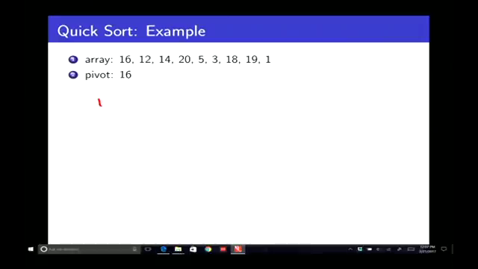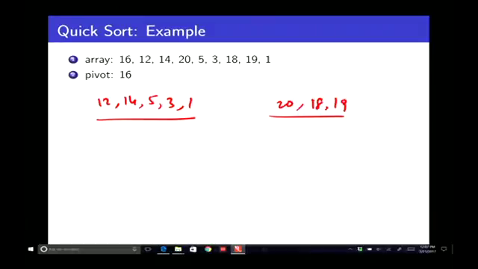So it says 12, 14, 5, 3, 1. These are all the numbers less than 16. And what are the numbers bigger than 16? 20, 18, 19. Now we know that in any sorting of this array, all the numbers less than 16 should come before 16 and all the numbers bigger should come after 16. So we can sort this recursively and put them together. That is quicksort.